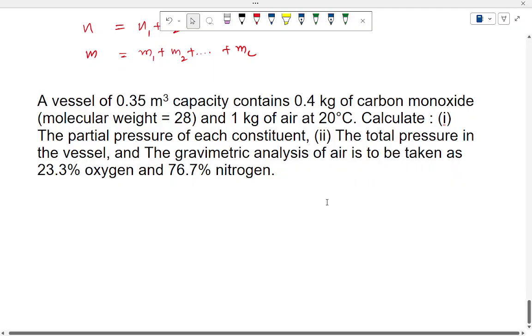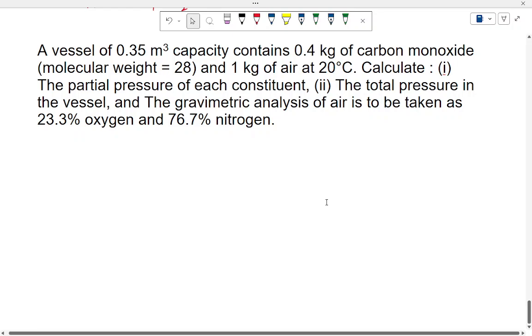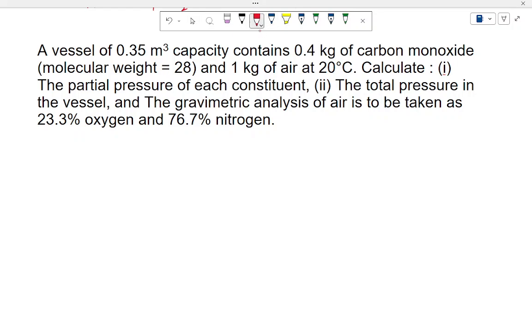Here goes your question. In this question, he has given that the vessel has a volume of this much. The overall volume he is giving, not the volume of each individual gas. So I can directly write V, which is 0.35 meter cube, and the vessel contains 0.4 kg of carbon monoxide, he is saying. So this M he is giving only for carbon monoxide.